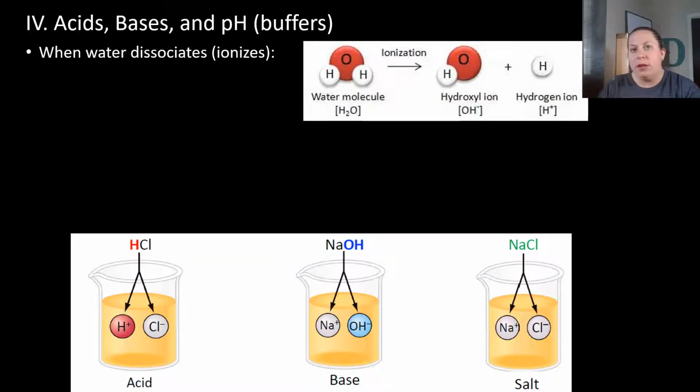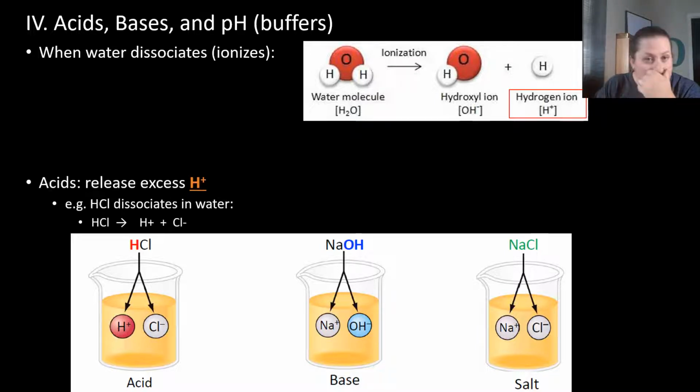All right, the last thing we're going to talk about in this particular video is acids, bases, and pHs. This does deal with water. This deals with the fact that things do dissolve in water, water being a good solvent. So when water dissociates or ionizes substances, they separate. And when they separate, they may create acids or bases.